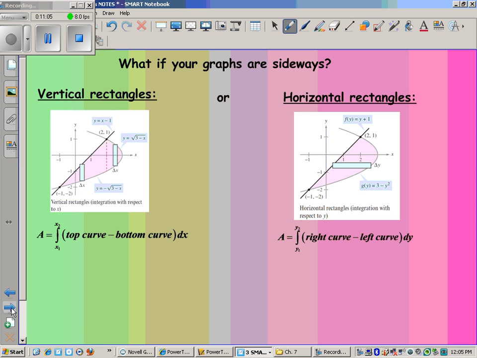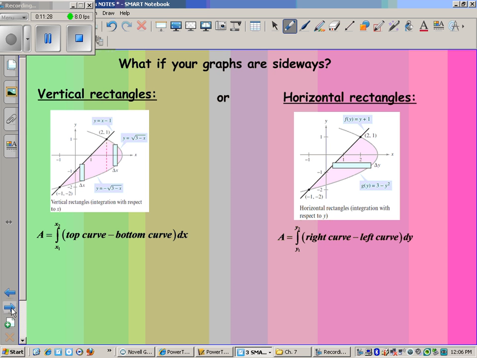So now if I have my head sideways, what am I integrating? What are my limits of integration? They're y's now, right? So now I'm doing it on my y's, right? So from here to here are going to be my limits. It's still the intersection points, but it's the y values of my intersection points.